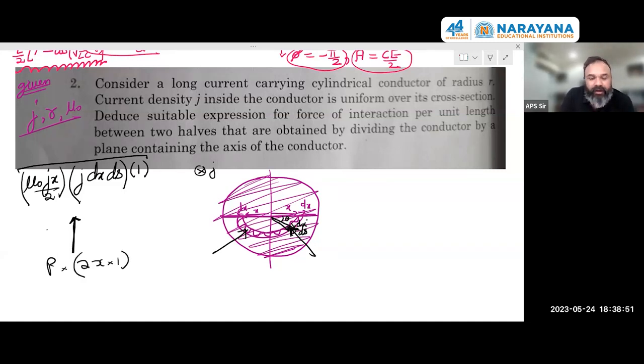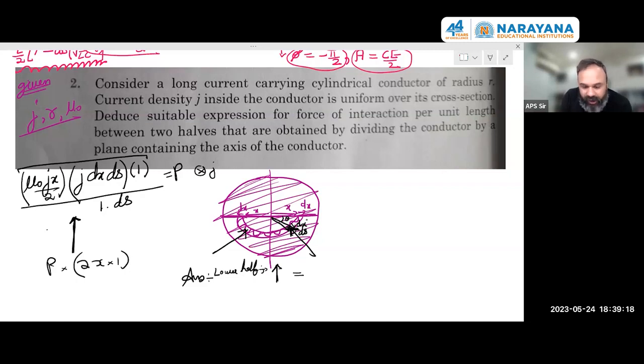And how will you write the pressure? This is the force that you have written on that patch. Since length is 1, just divide it by 1 into ds, and you will get your pressure. Then all of it is vertical. So the answer should be, on the lower half, a force acting upwards, and that value should be the integral of this term. The ds 1 will all cancel. So it is mu naught J square by 2 x dx, and then multiply by twice x, integrating from x equal to 0 to x equal to r.